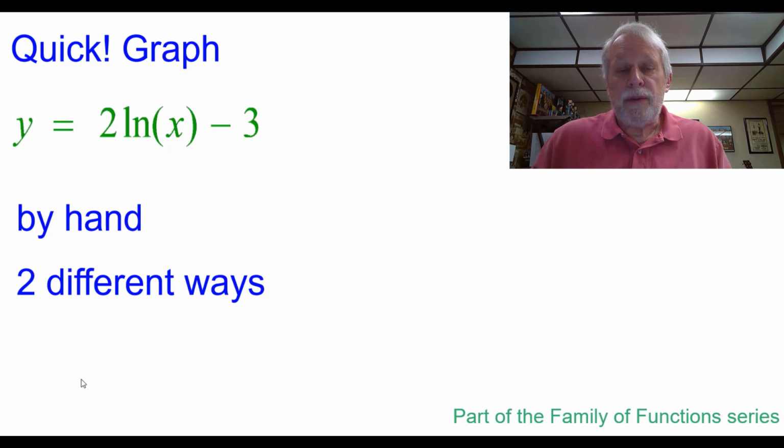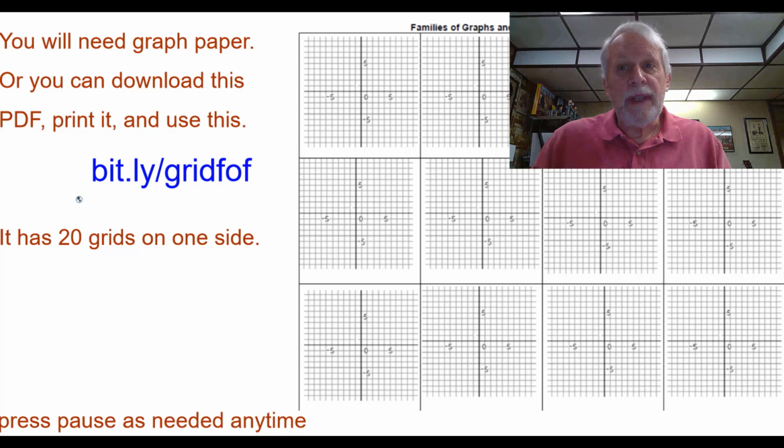Quick, graph y equals 2 times the natural log of x minus 3 by hand, 2 different ways. This is part of the family of functions series. You will need graph paper, or you can download this PDF and print it. Press pause as needed anytime during this video.